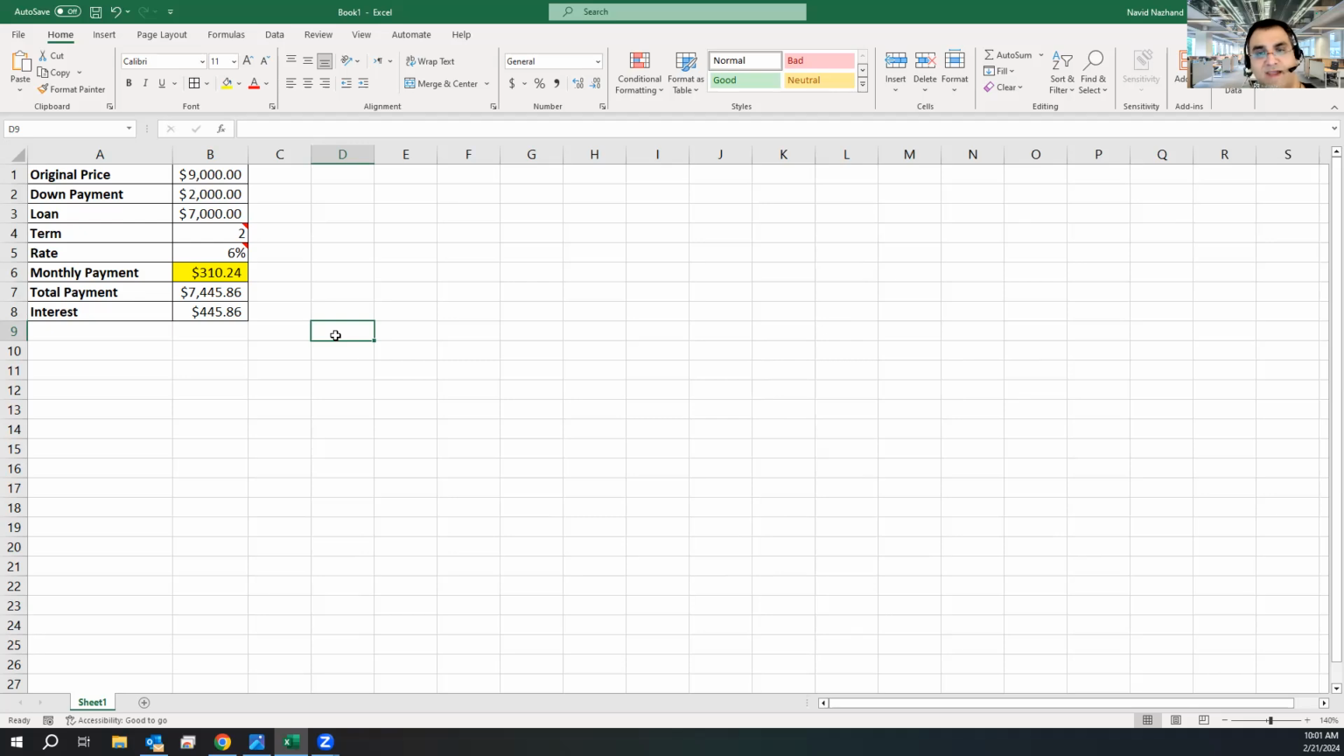So the amount is going to vary, but if you're going to buy a house, for example, you're going to get a loan, for example, for $1 million. And then the term, instead of 2 years, it's going to be 25 or 27 or 30 years, something like that. So the majority of the time is around 30 years. And the rate could vary. Again, the rate right now is like 6-7% around that if you want to get a loan from a bank, depending on the type of mortgage that you have. And then you can see that we have the monthly payment of $310.24.